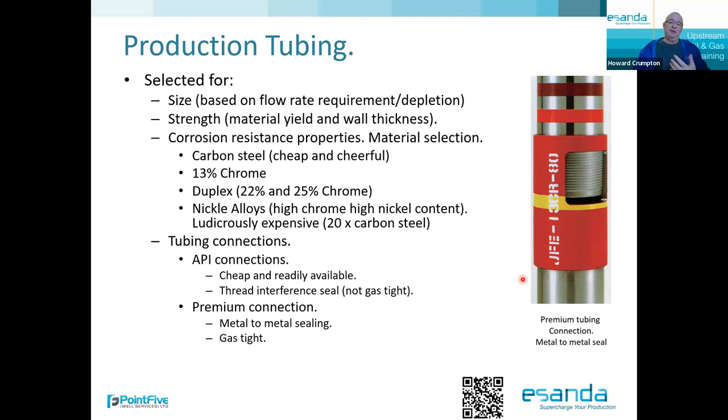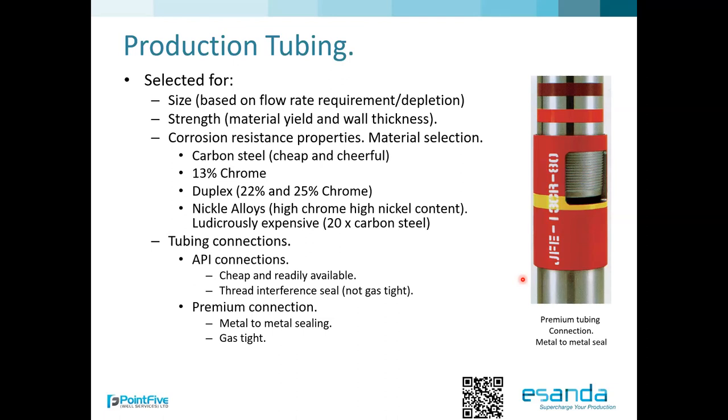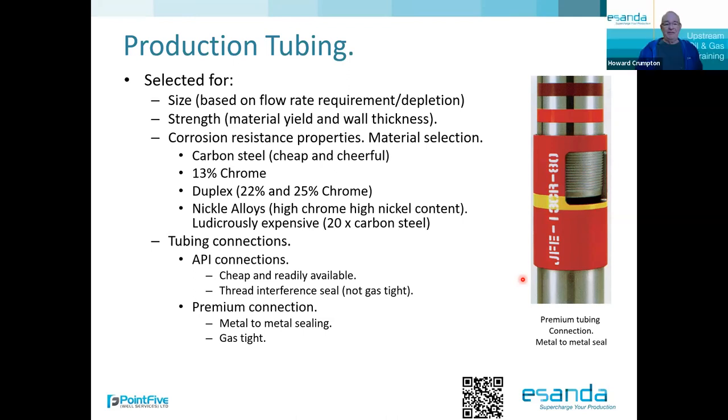Now, most of the tubing that perhaps some of you will be working with will be 2 7/8, 3 1/2, 4 1/2, 5 1/2 inch. Those are the sort of size ranges that most reasonably productive wells are working in. But we can go larger. It's not uncommon to run 7 inch diameter pipe as production tubing. So I will select my tubing size based on how productive I expect the well to be.